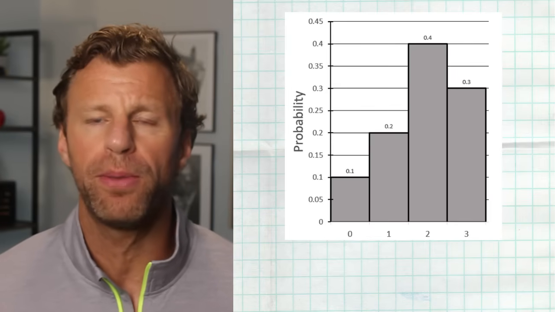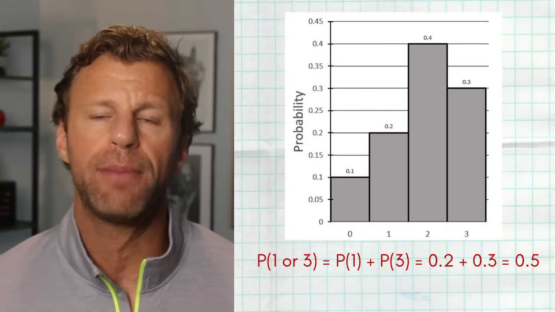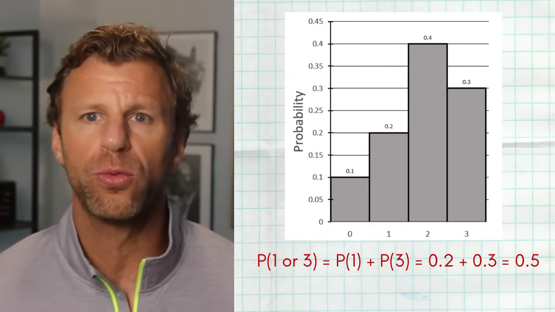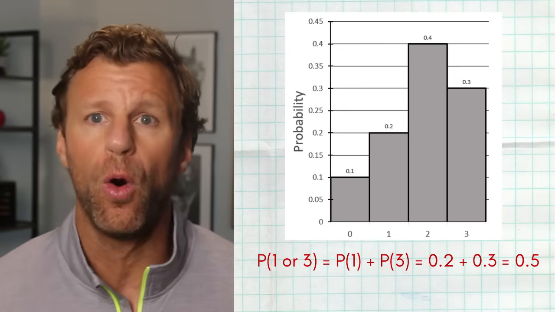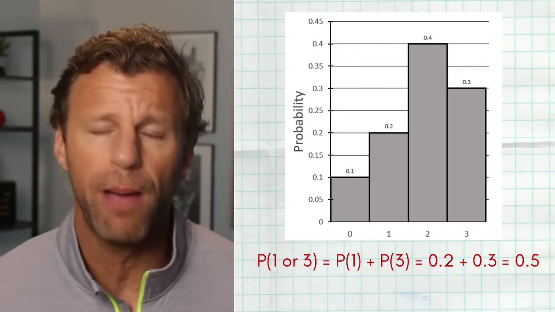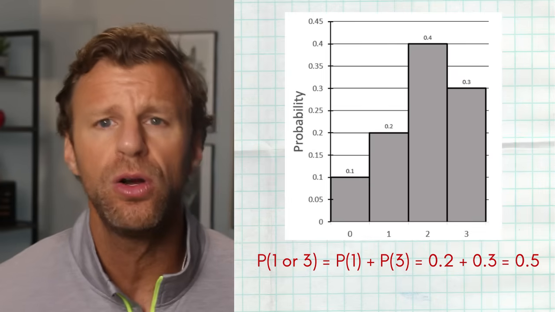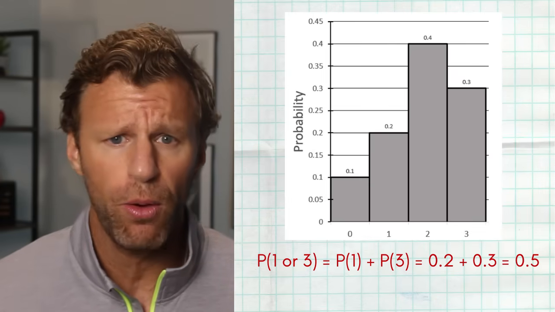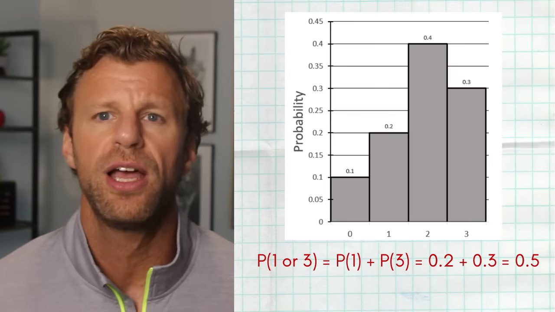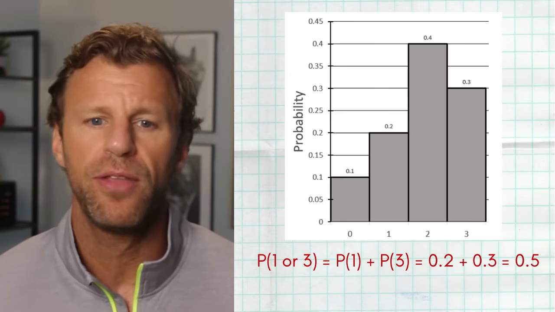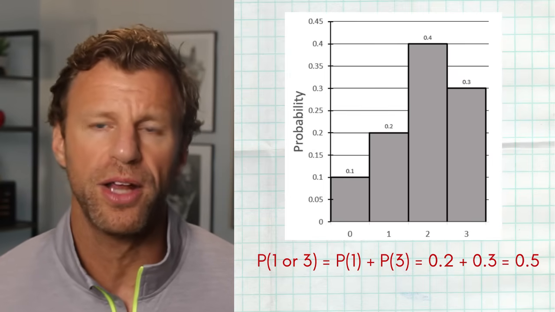Like, hey, what's the probability that on one play of the game, you get 1 or 3 points? Okay, well, all we have to do is add. We know that the word or means to add. So we're going to take the probability of 1 point, 0.2. We're going to add the probability of 3 points, 0.3, and we get a 50%, 0.5, 50% chance that on one play of the game, the player scores 1 or 3 points.